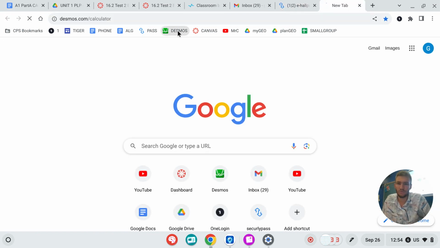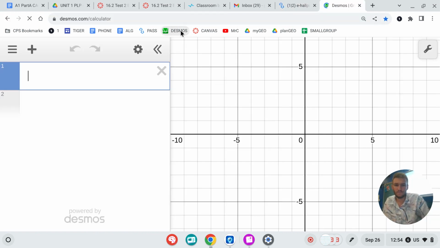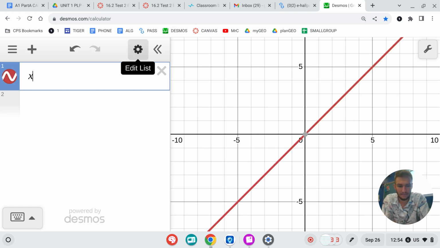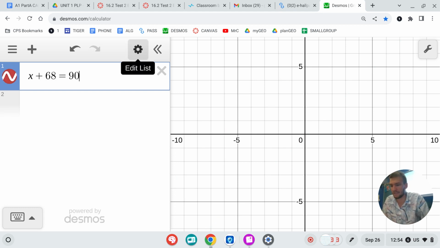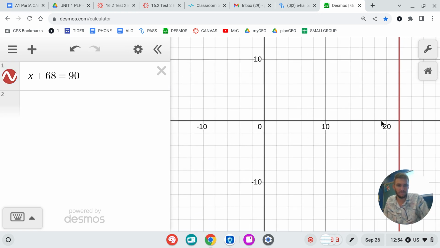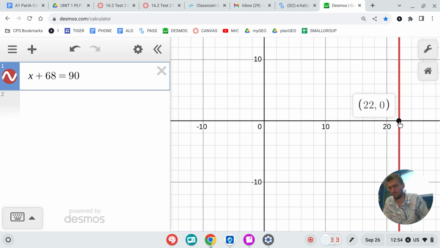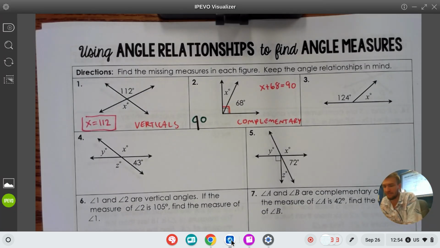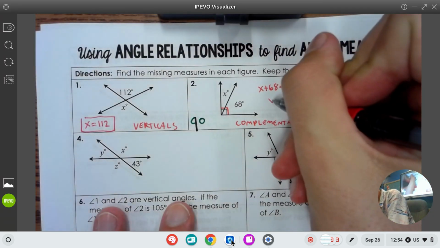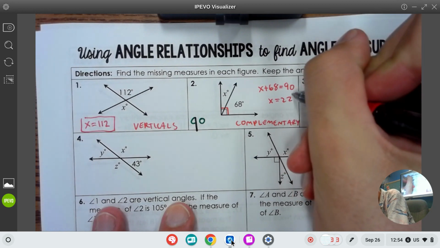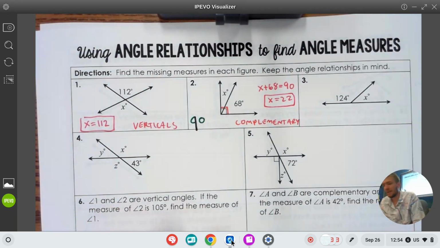Let's get to Desmos. And, you know, again, Desmos is saving us so much work this year. I don't see the answer. Scroll around, look for it. I see it, 22. Okay, again, maybe you could even have done this in your own head here. X is equal to 22. We good about number two?